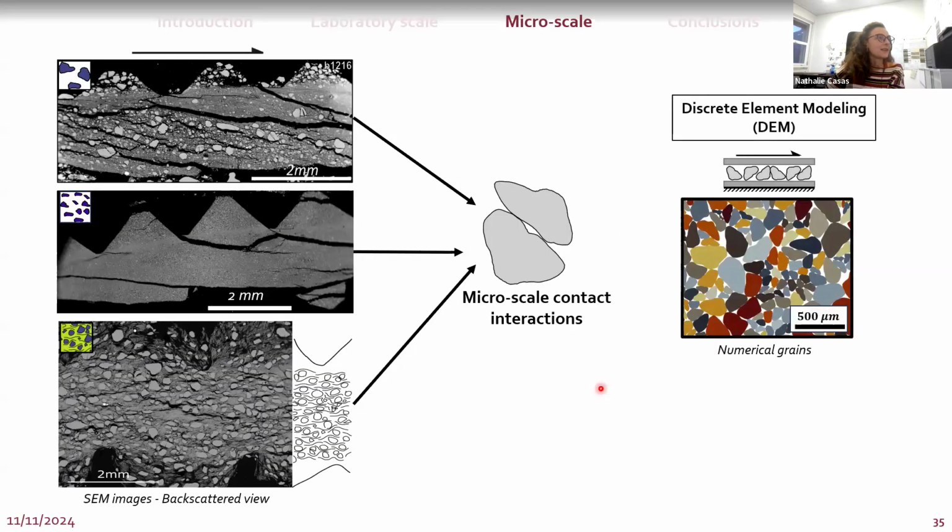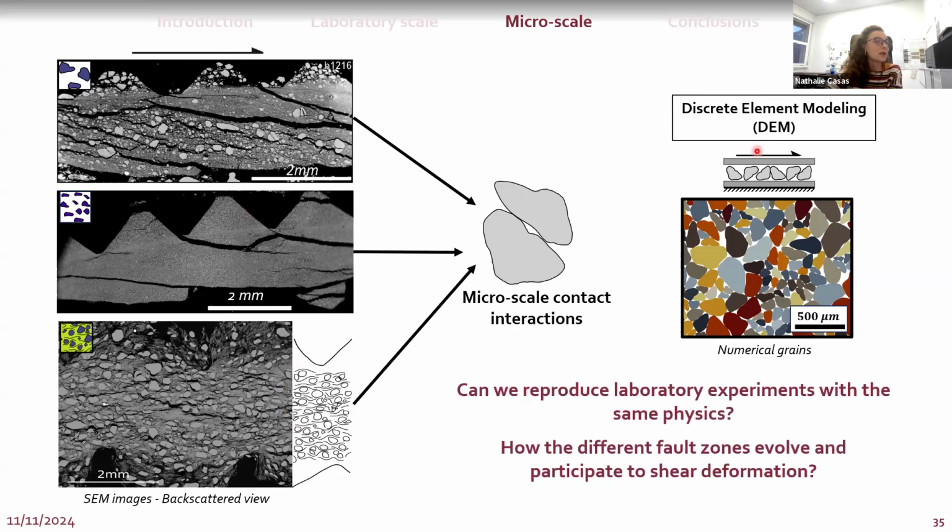Now let's go a bit to the micro scale. So here you see 3 different microstructures that I presented before with different grain size, different type of minerals. But indeed, all this, I call it large scale deformation, but for me it's large scale, but it's not so large, are due to the micro scale contacts that are happening between the grains. So I propose now to go to the discrete element modeling in order to zoom in on this contact and understand more about what's happening here. So first, can we reproduce this type of deformation with discrete elements and how these different fault zones evolve and participate in shear deformation?